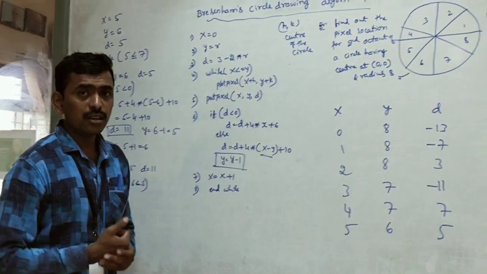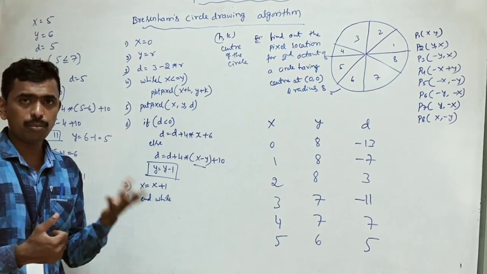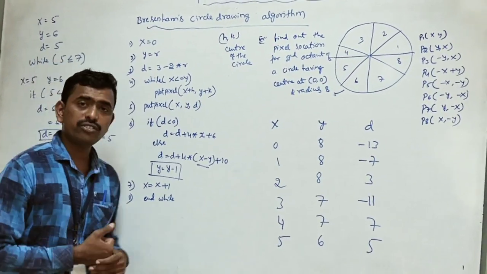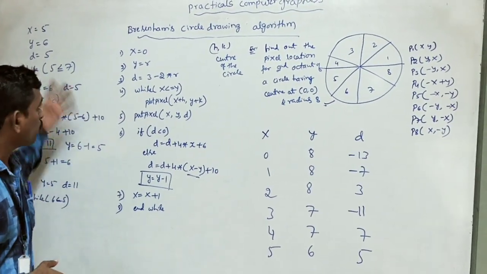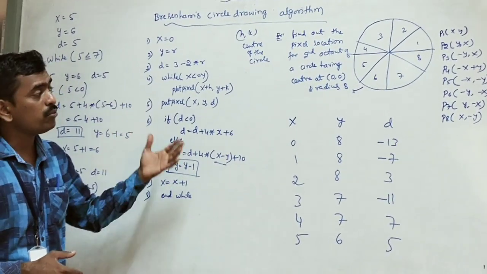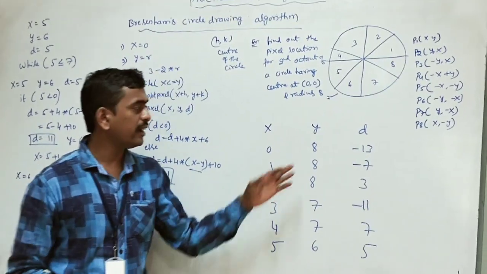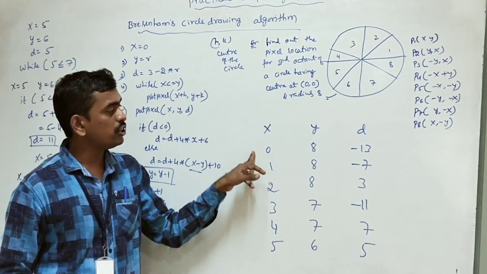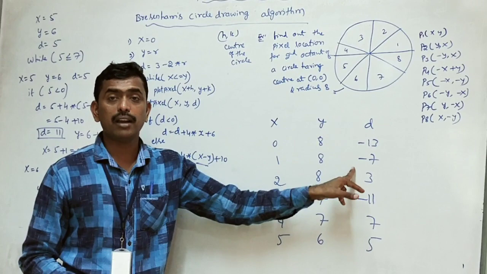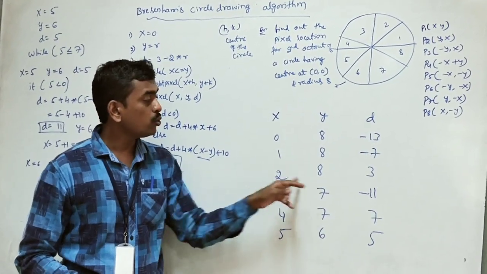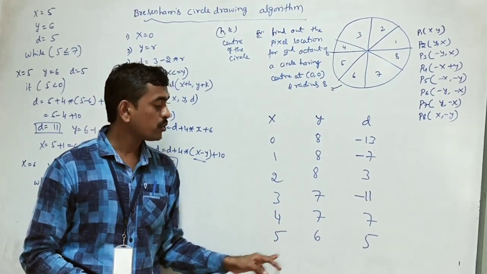Okay, practically I show how the values are executed. Okay, I have written the program in Turbo C. Already written. But how the values are obtained in the tracing of the program. Finally, x, y, d. All the values are written in one place. First 0, 8, minus 13. First tracing the value 1, 8, minus 7. Similarly, okay, 2, 8, 3. 3, 7, minus 11, 4, 7, 7, 5, 6, 5.